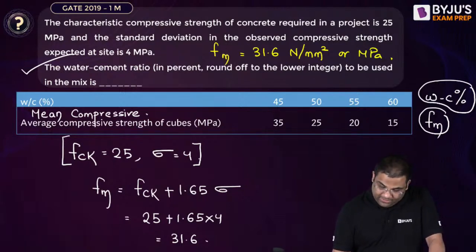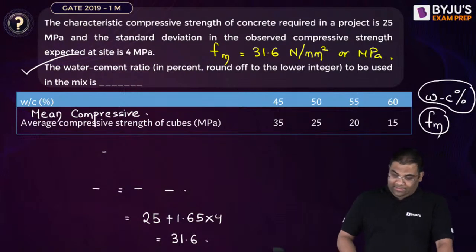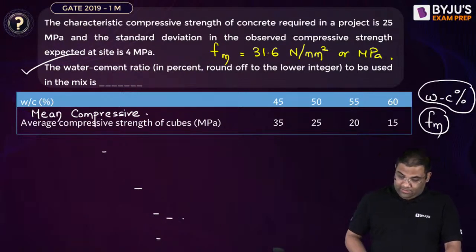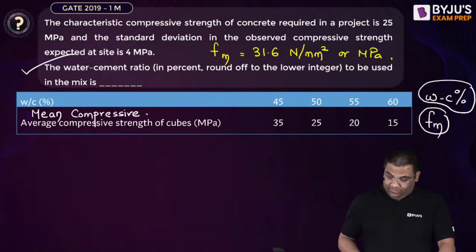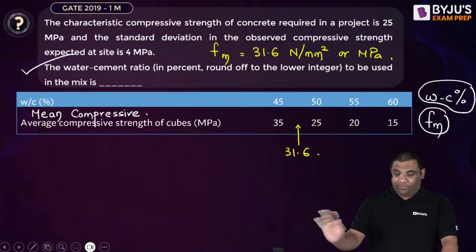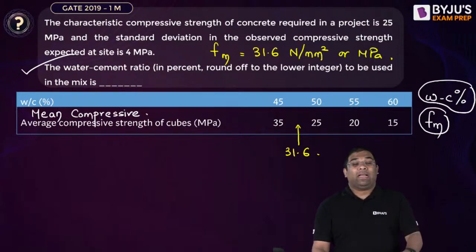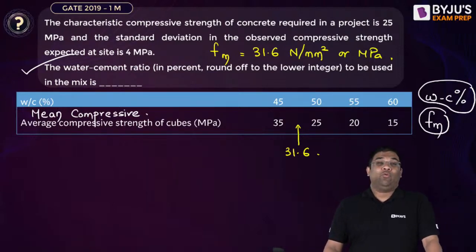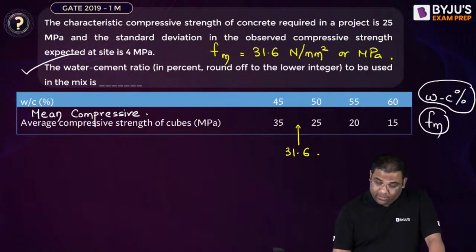FM is this, okay? Now if FM is this, that means it is somewhere here. 31.6 will be between 25 and 35. So now I have to interpolate. If I interpolate between these two values, the water cement ratio, because FM is lying between this and this. So how will I interpolate? This water cement ratio in percentage I can interpolate like this.